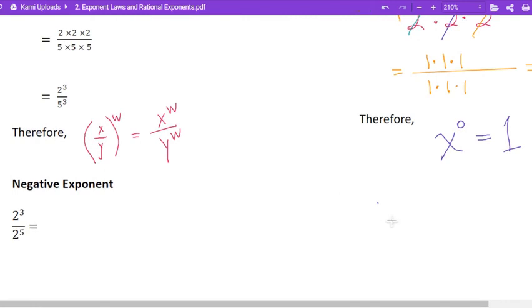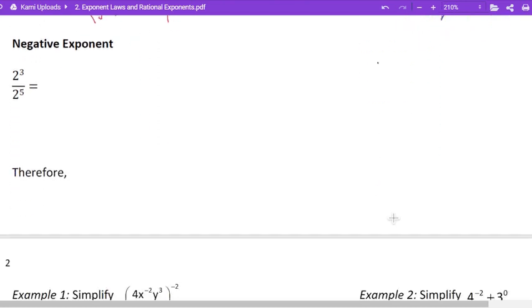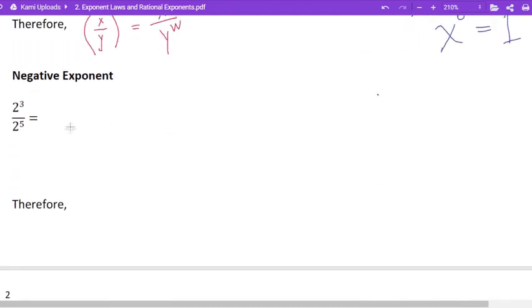Yeah. All right, last one before we put this all together is a negative exponent. So in this case, let's expand it. 2 to the power of 3, 2 times 2 times 2. 2 to the power of 5, 2 times 2 times 2 times 2 times 2. So let's remember, I can cancel these. I can cancel this pair. I can cancel this pair.